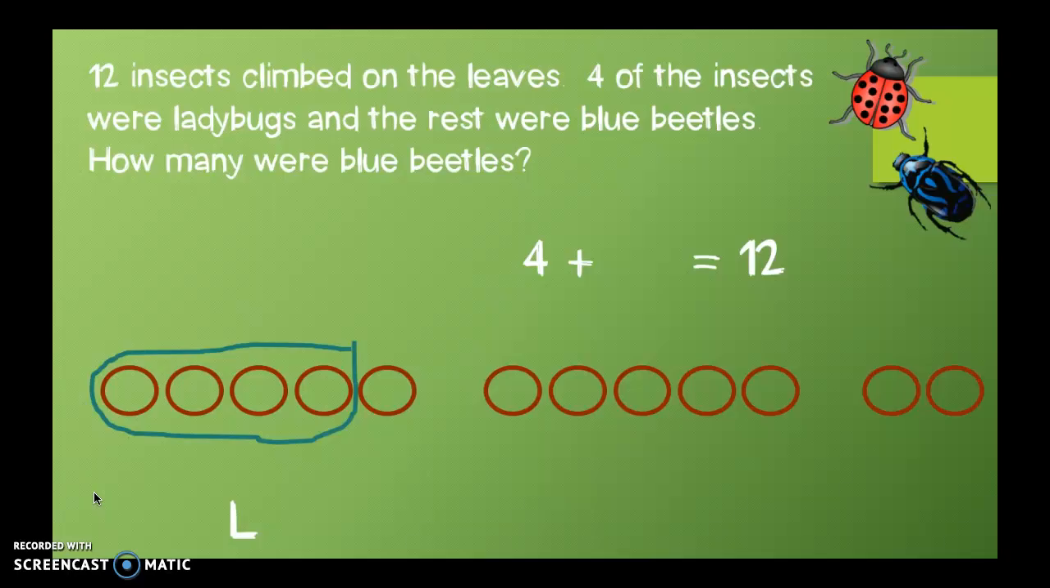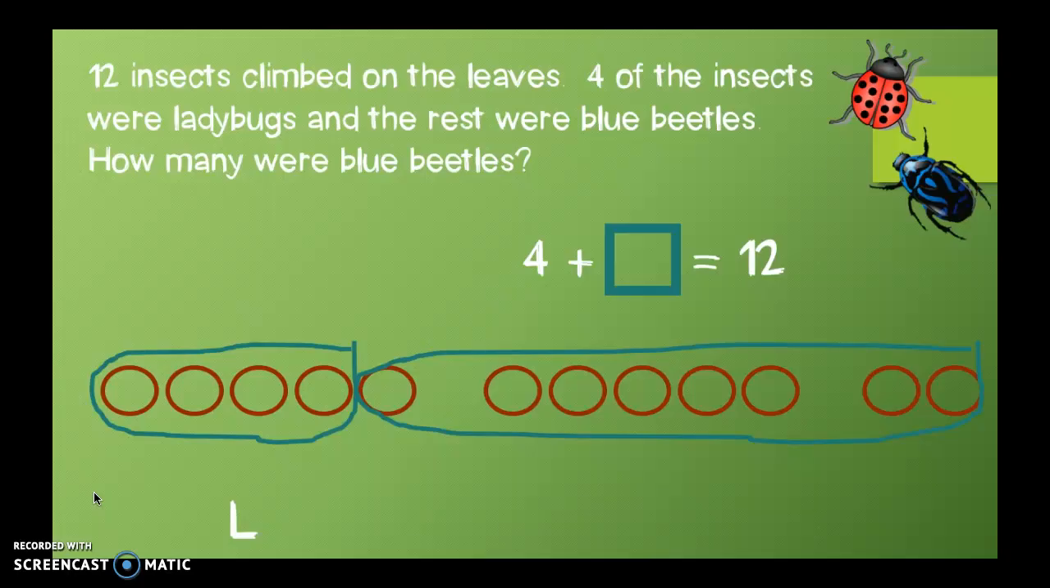Whew, thanks, number bond. Now, what could I put in that empty space to help keep me super organized and remember what I'm looking for? That's right, a nice empty box. Then when I find my answer, I can just fill it in. Well, if I know one of my parts, I just need to look for the other part now. I said 4 of the insects were ladybugs, got that, and the rest were blue beetles. So that must mean if 4 were ladybugs, the rest of them are going to be the blue beetles. I'm going to go ahead and circle the rest and then write a B right next to it so I don't forget that those are the blue beetles.